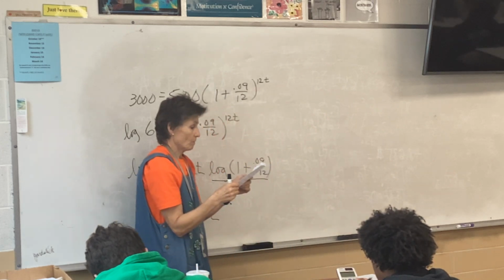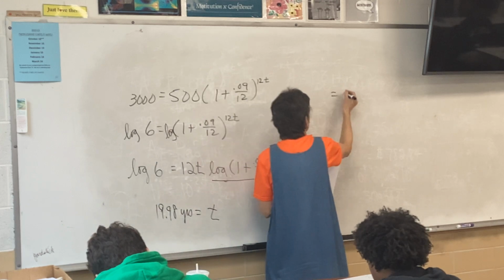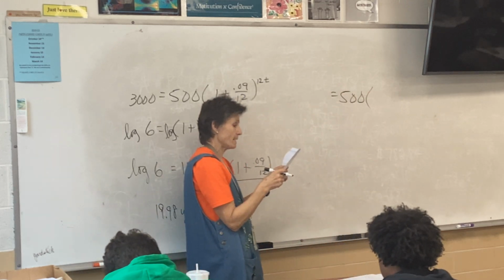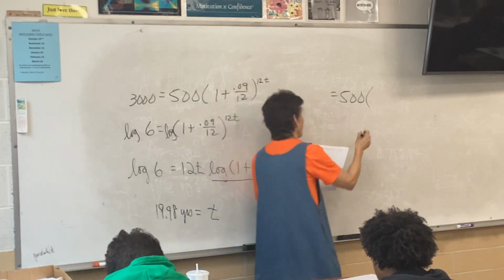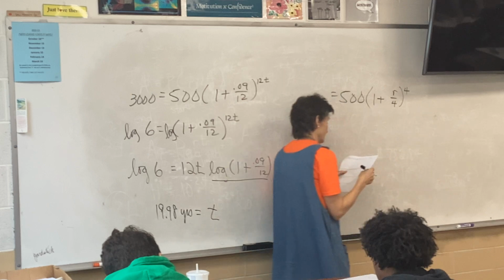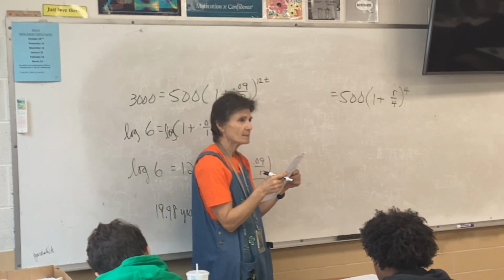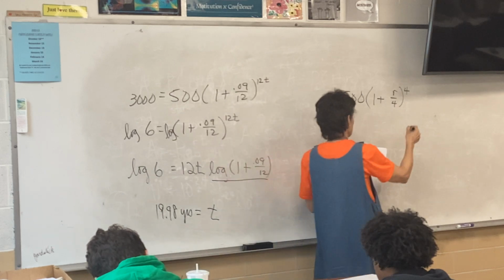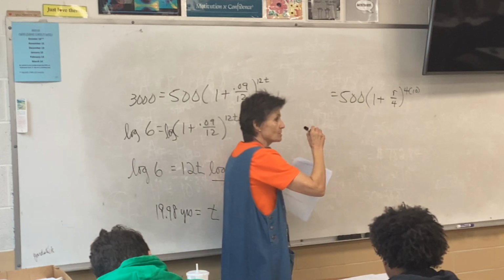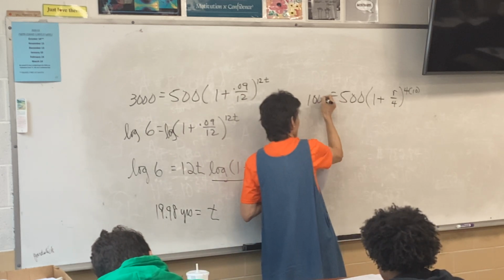All right, number 4. Stephen has $500 to invest. What annual rate, compounded quarterly, is required to double his money in 10 years? So if I'm doubling my money, I'm gonna end up with 1,000?